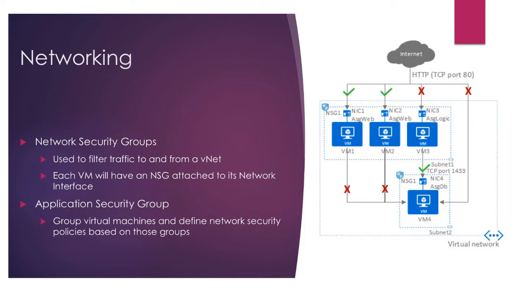Whereas we have an application security group, and this groups virtual machines together and defines the network security policies based on that whole group. So if you have a number of web servers deployed, you would deploy the application security group, allow your HTTPS traffic, possibly block port 80 access, and this would then push that to all the virtual machines within that group. Whereas if you did it on the network security groups individually, you'd have to make that change to each virtual machine instance deployed.